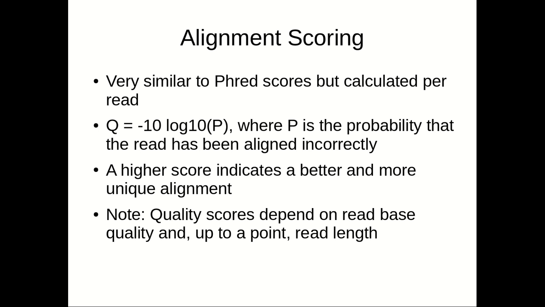So higher quality reads and longer reads are generally going to be more unique within the genome, and therefore will have a higher score. As you might expect, if you're mapping to a repetitive region, you're going to have generally lower quality alignment.